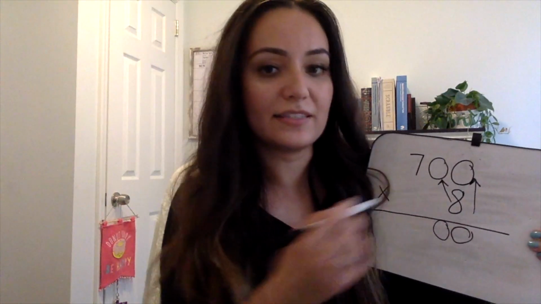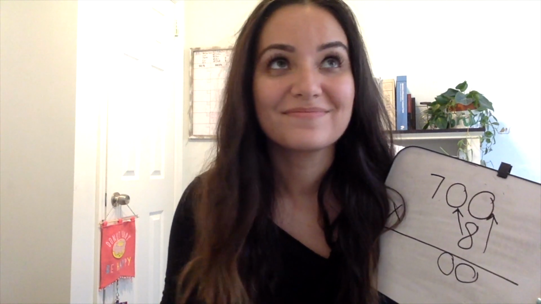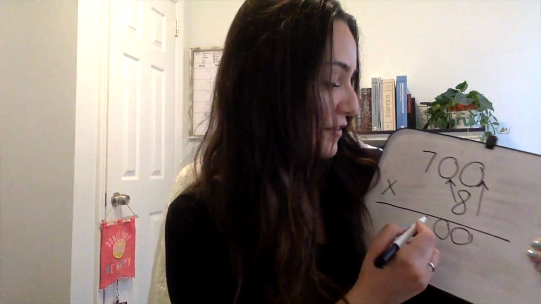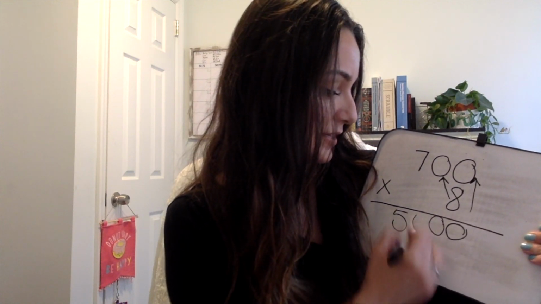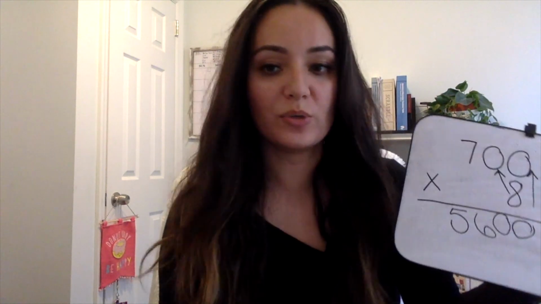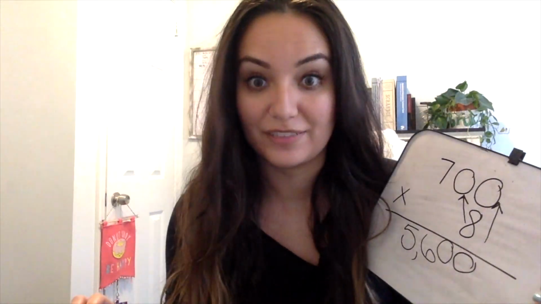And then 8 times 7. What is 8 times 7? I'll wait. Yes, 8 times 7 is 56. Okay, so 5, 6. So my answer would be 5,600.